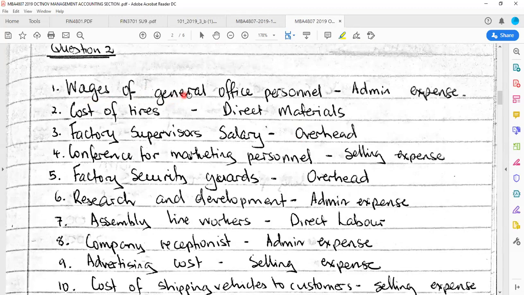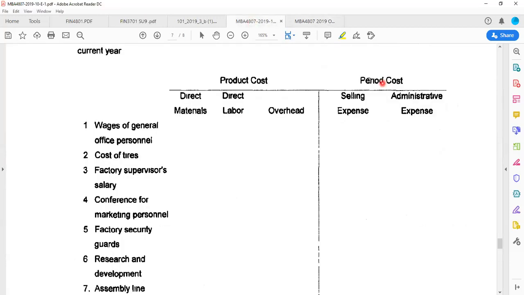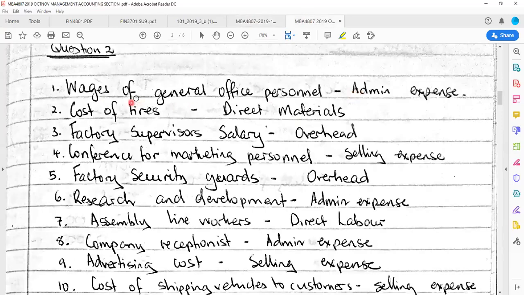Things like wages of general office personnel, these don't have to do with the manufacture of any product. They don't have to deal directly with manufacturing any product. And those type of expenses are known as period costs. In particular, this one is an administrative expense because we're dealing with administrative personnel.